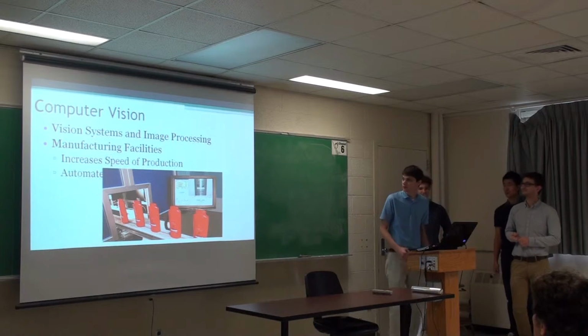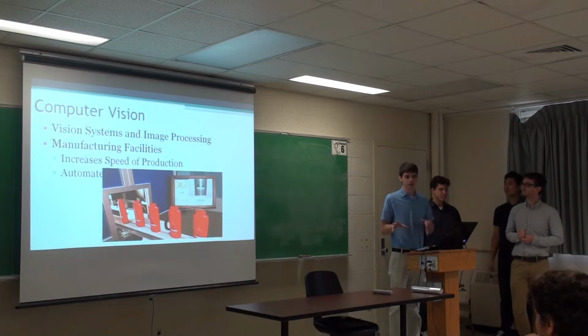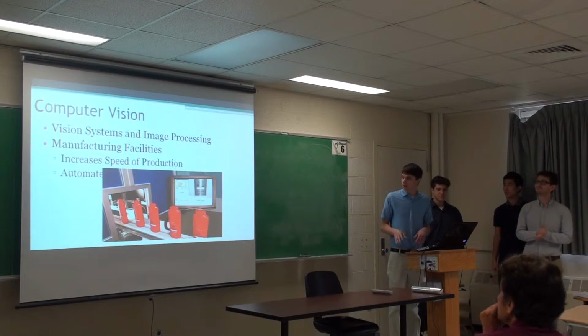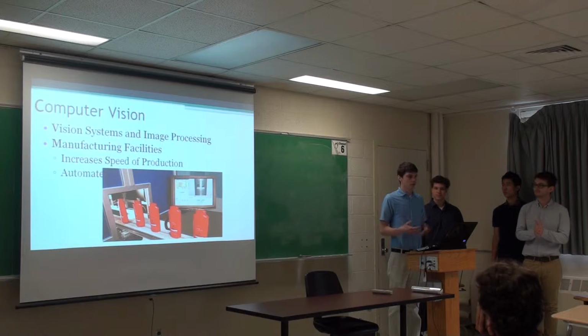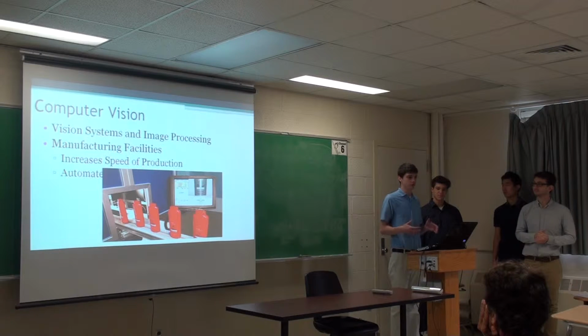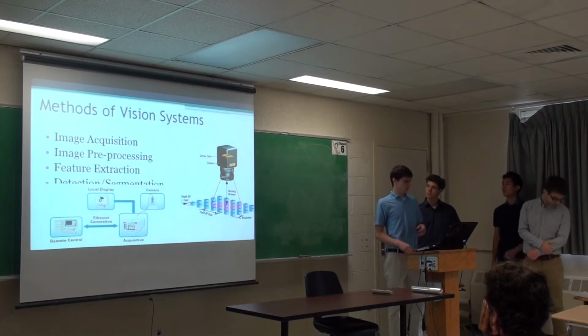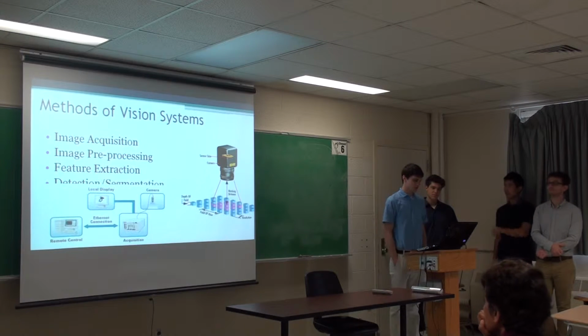Computer vision uses vision systems and image processing in more industrial settings to make decisions on a specific process. And it's becoming more common in manufacturing facilities because it increases the speed of production, and it also increases the speed of inspection of products, and eliminates the need for an operator to be present at a line in order to inspect product. Just to run through the methods of a vision system.